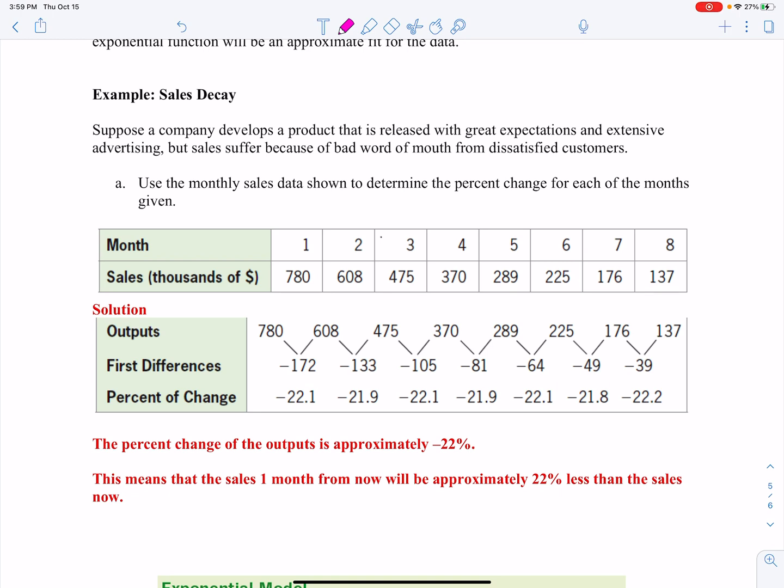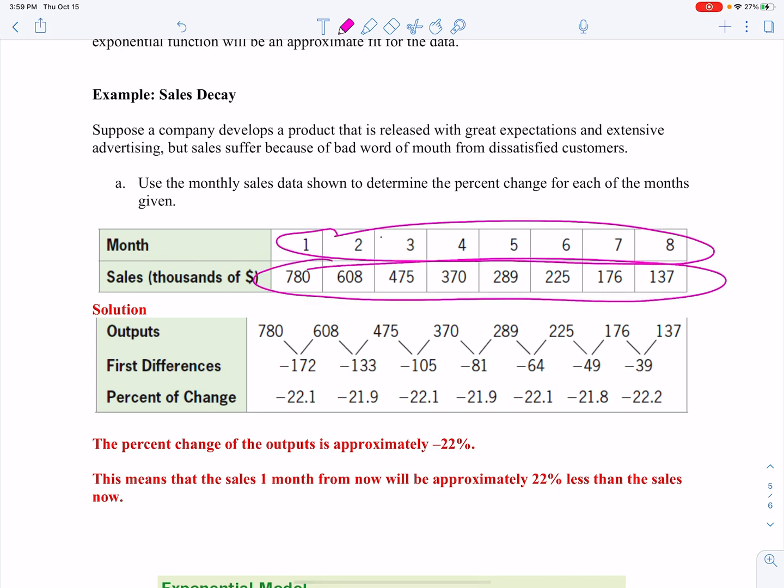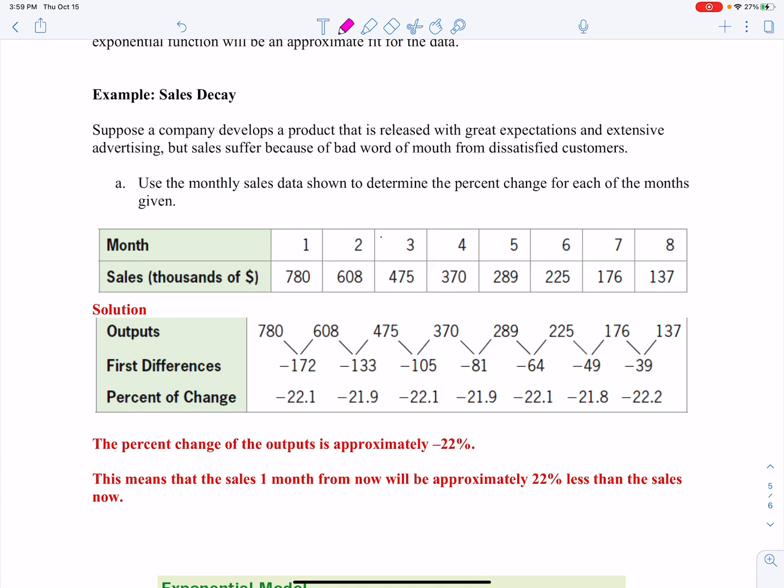All right, so here's the set of data. We have the months here, 1 through 8, and then the sales in thousands. What we're going to do is look at these numbers. We're going to look first at the difference. They've called it the first differences.